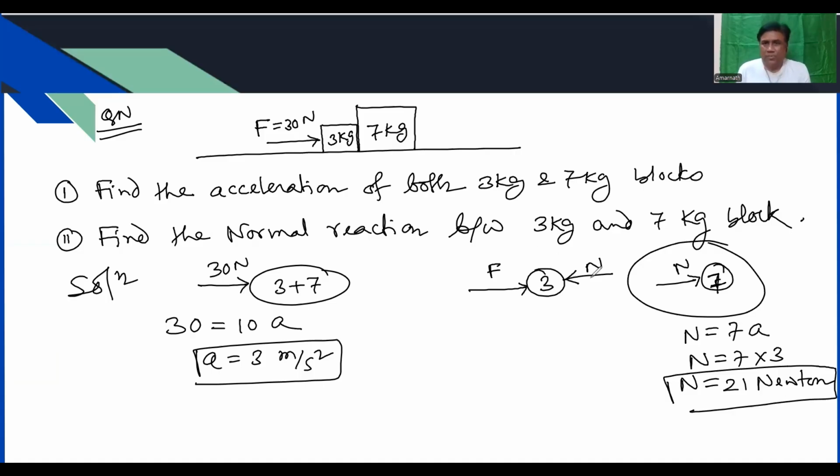If for the sake of confirmation, you want to solve for this also, then also you are going to get same answer. F minus 3, because F is rightward, N is leftward. Okay. Rightward is taken as positive because I know acceleration is rightward. So F minus 3 equal to mass into acceleration.